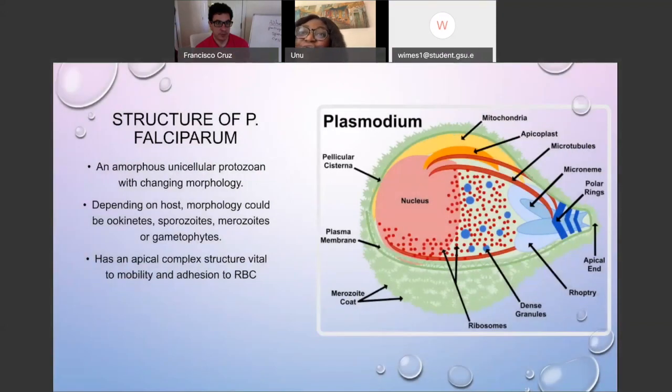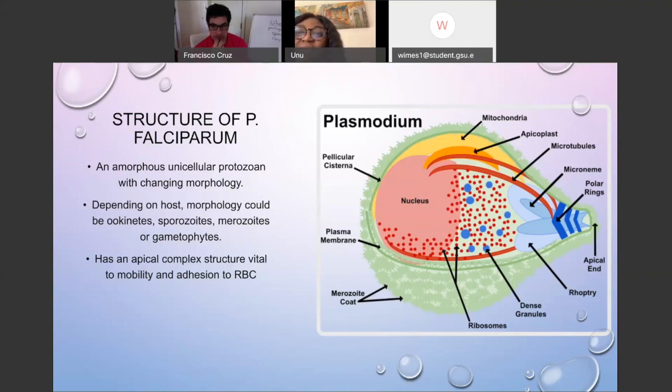Our next slide shows the structure of the microbe. So basically, it's an amorphous protozoan. That means that the morphology keeps changing depending on which host the microbe is attached to. With the liver cells, it takes on the form of the merozoites and the sporozoites. And when it's in the red blood cells or the malaria mosquito, it's in the form of the gametocytes.